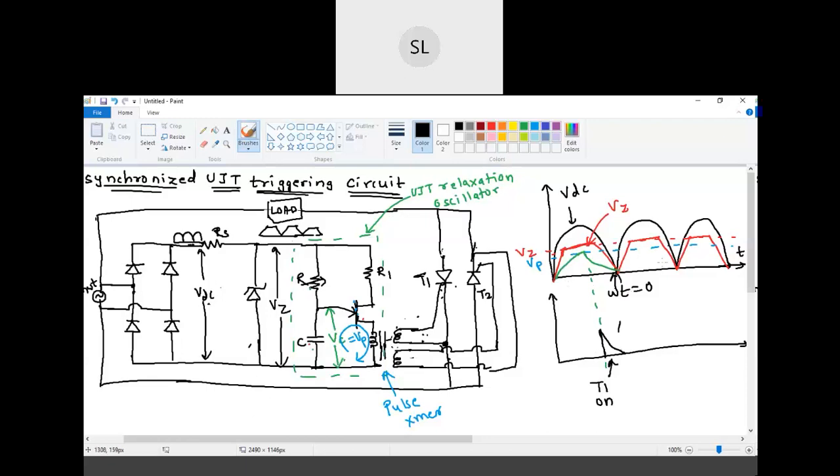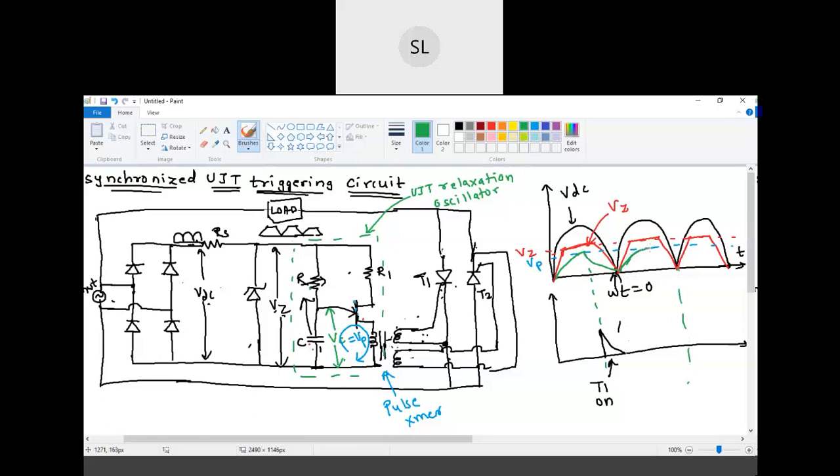Now in the next half cycle, in the negative half cycle of the input, again the output of this bridge rectifier will be a positive half cycle. Again that voltage will be clipped by this Zener voltage Vz. Now that voltage will be applied across this relaxation oscillator. So this capacitor will again start charging through this resistor R towards Vz.